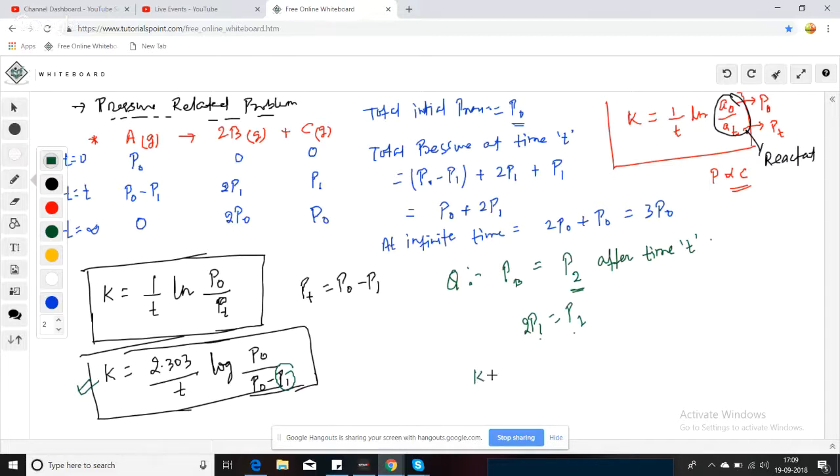I'll write down the final expression. That will be 1 by T ln, we'll get 2P naught in the numerator divided by 2P naught minus P2. Is it correct? Okay. Now the next one you see.